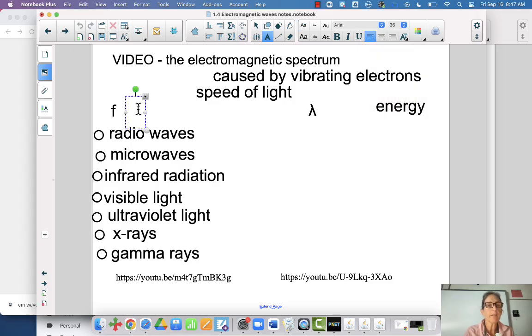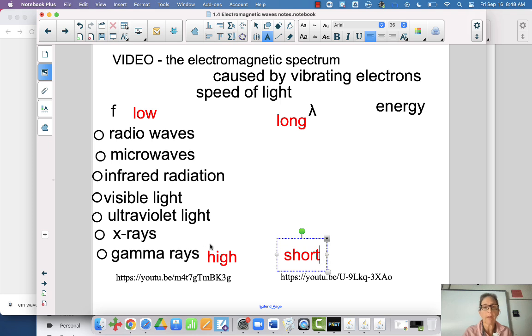Let's double check our list. We have our radio waves, microwaves, infrared radiation, visible light, ultraviolet light, X-rays, and gamma rays. Radio waves are the low frequency, long wavelength. Gamma rays are the high frequency and the short wavelength. So we're going in order from lowest to highest frequency, longest to shortest wavelength.